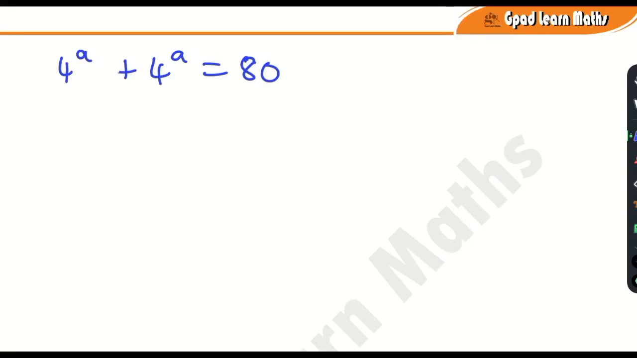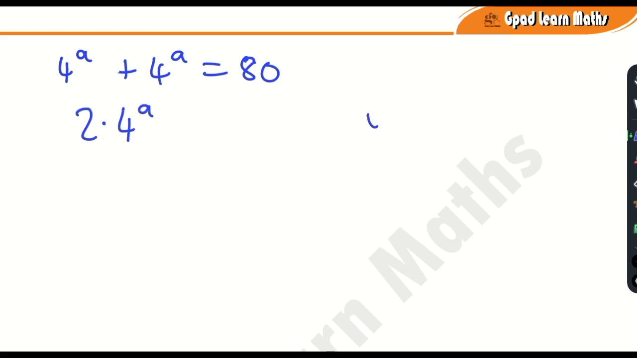In this video, we're going to provide the solution to this exponential equation. We have 4 raised to the power a plus 4 raised to the power a is equal to 80. We need to get the value of a. Let's get started. Do you know that this can be expressed as 2 lots of 4 raised to the power a?